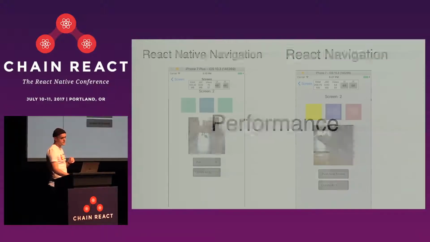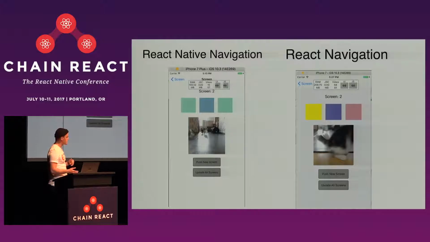The other consequence of this is performance. If we look at the perf for React Native navigation versus React navigation, there are fewer views being rendered for React Native navigation, and the memory footprint from our testing tends to be a little bit lower. A minor difference because this example is a little bit contrived, but something you might want to keep in mind if you're building more complicated apps that have complex navigation hierarchies.